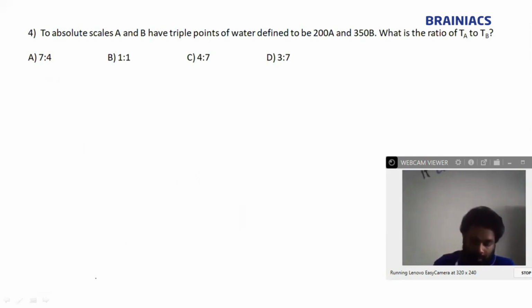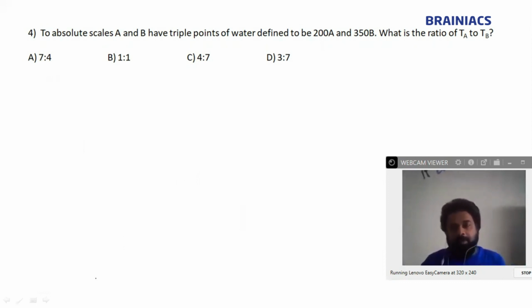Next one. They have given two absolute scales A and B, which have triple points of water defined to be 200A and 350B. What is the ratio of TA to TB? That is the question. This is from the topic of triple points.